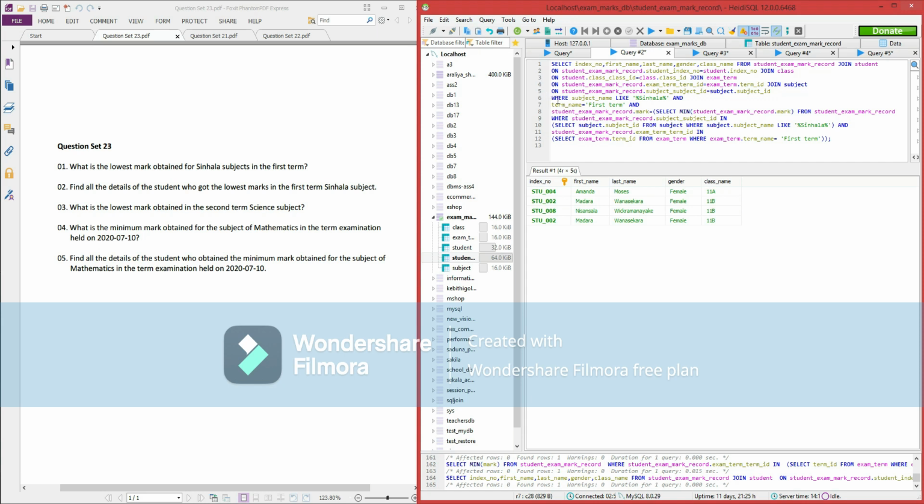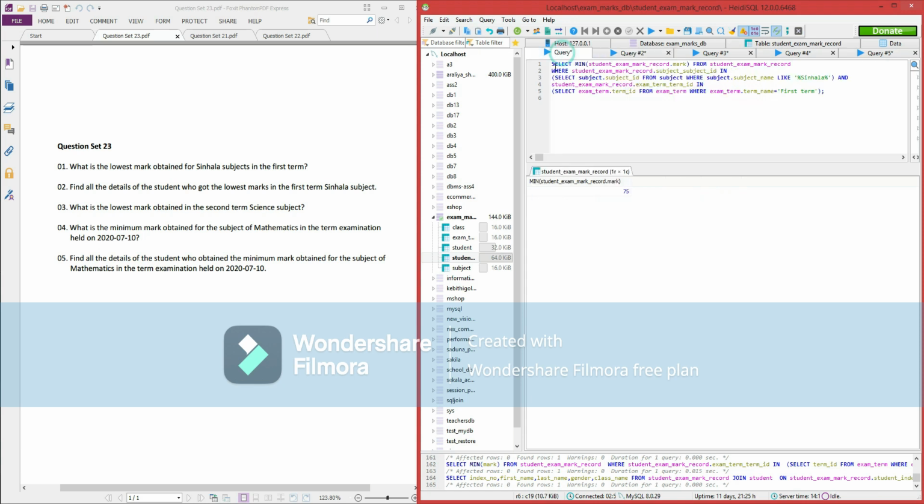Then I've given the specifications where I've given subject name like Sinhala and term name is equal to first term and the mark is equal to the lowest mark in the first term for Sinhala subject. For this, I've used a subquery and the subquery used here is the query that we wrote here.